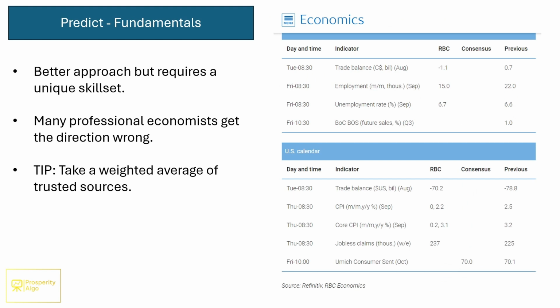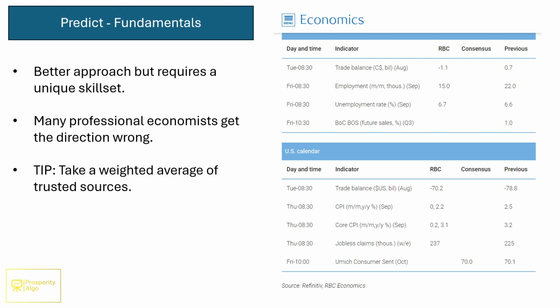Moving on. We can now talk about using fundamentals to predict which way price will go. This is ultimately a much better method. Usually, depending on where the economic metric lands in relation to the consensus, the market will react accordingly.